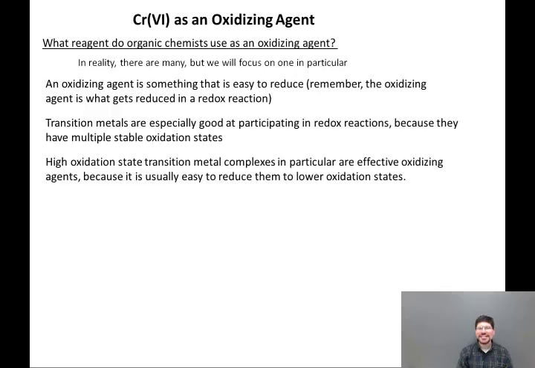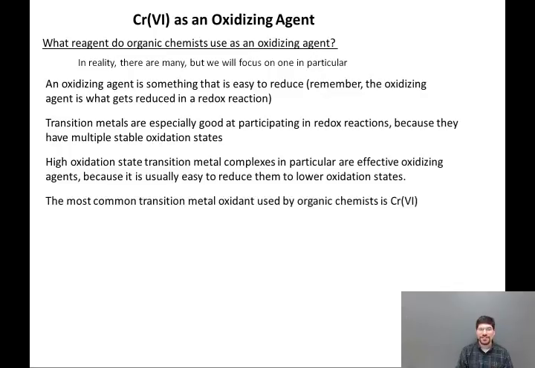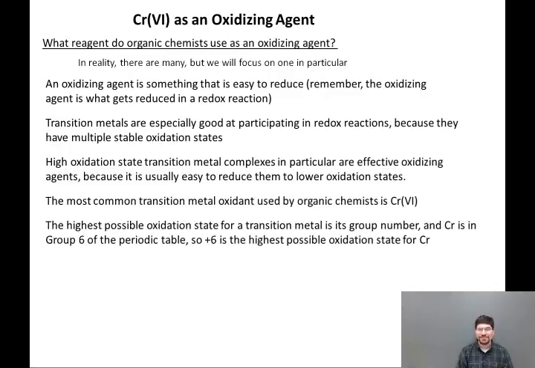A high oxidation state transition metal complex in particular is an effective oxidizing agent because it's usually easy thermodynamically to reduce a high oxidation state transition metal complex down to a lower oxidation state complex, especially if they're in the top row of the transition metals. So the most common transition metal oxidant used by organic chemists is chromium-6.